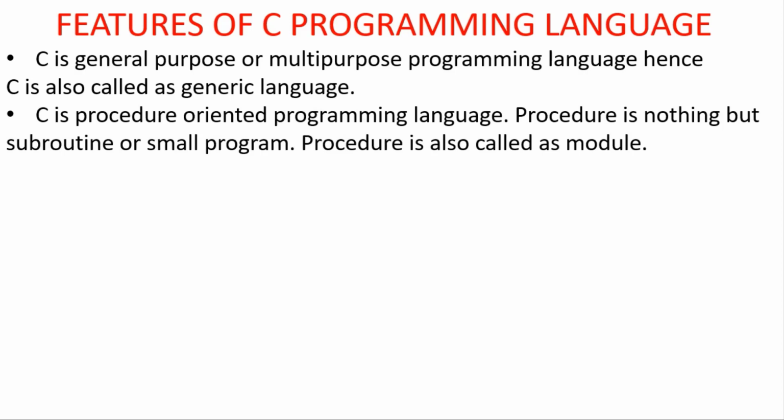C is procedure-oriented programming language. Procedure is nothing but subroutine or small program. Procedure is also called as module. Procedure is nothing but one block.